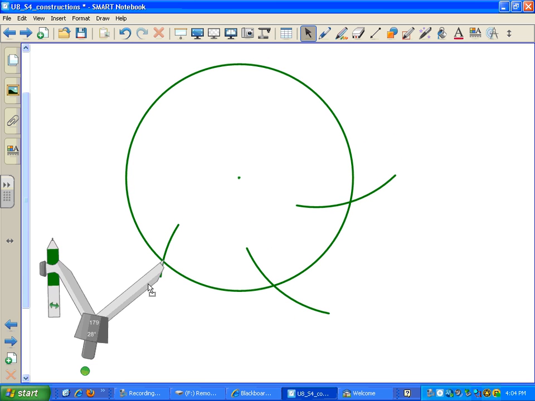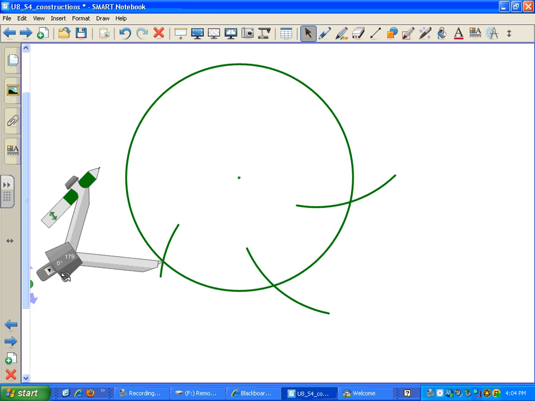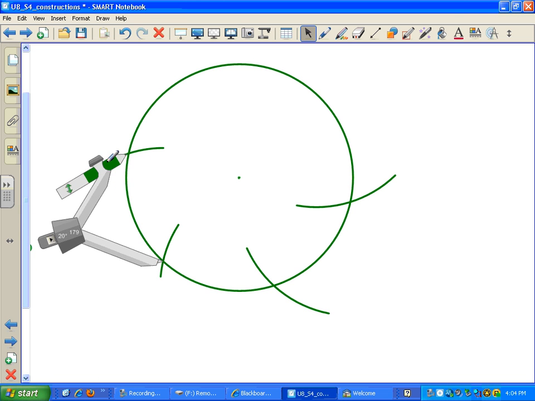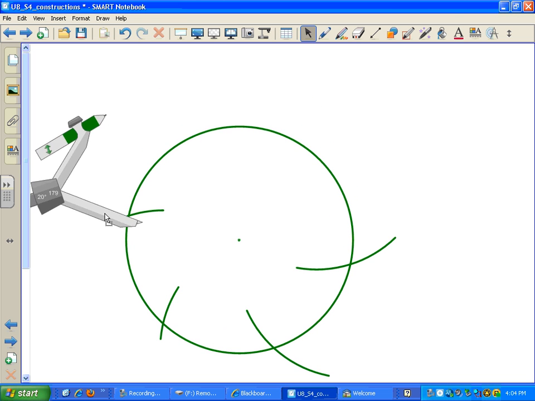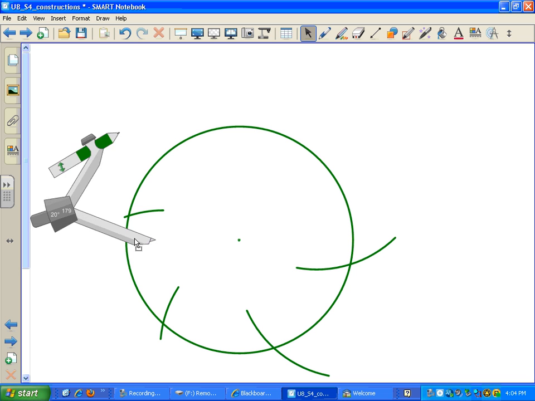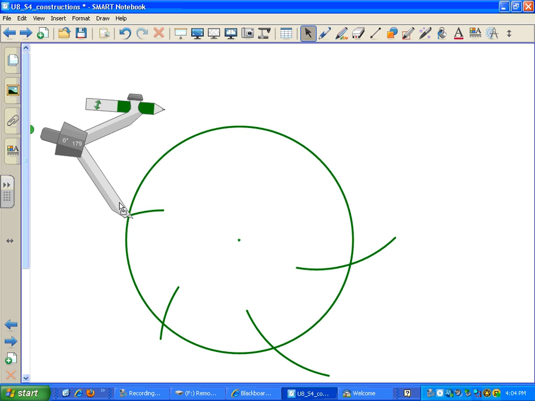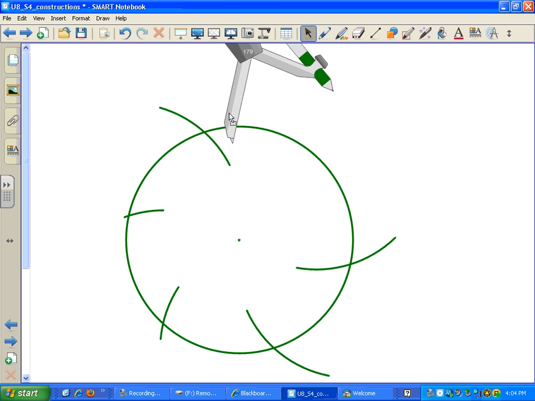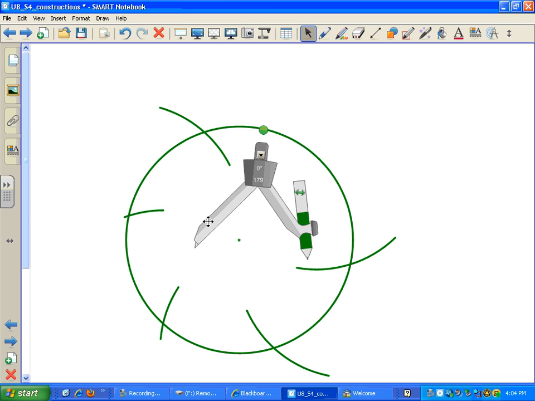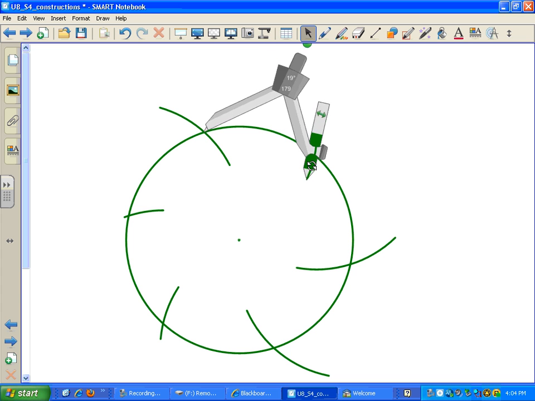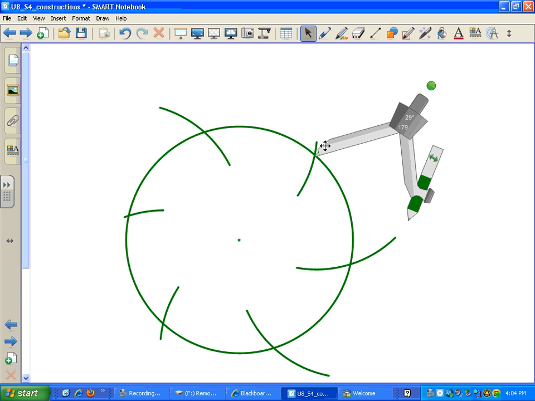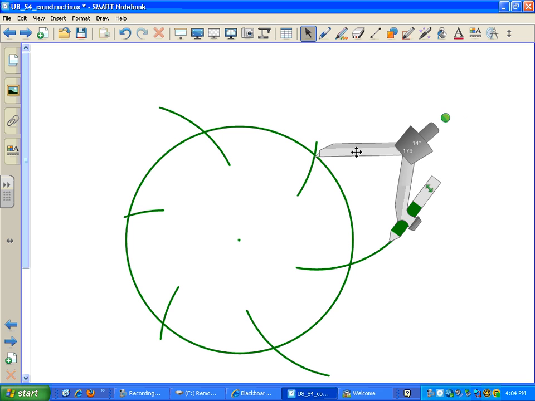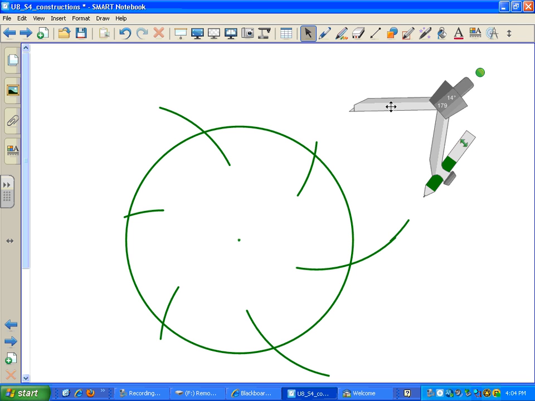I'm going to come back and make another mark. I'm going to come back, and make a mark. Go back to that point, make a mark. And what you should find is that you will end up going around your circle exactly 6 times.